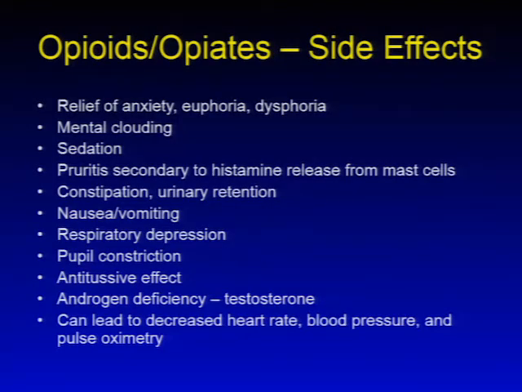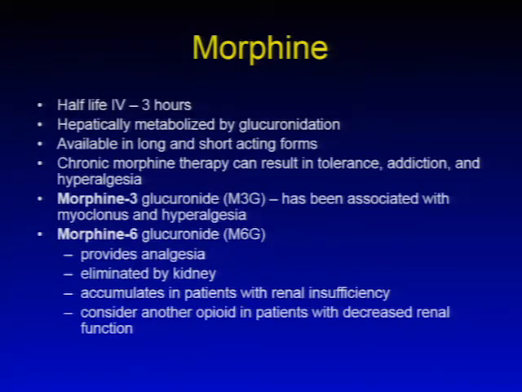Side effects of opioids are multiple. They may relieve anxiety, euphoria, and dysphoria, but cause mental clouding, sedation, pruritus, constipation, urinary retention, nausea, vomiting, respiratory depression, pupil constriction, antitussive effects, and androgen deficiencies such as testosterone decreases may occur. In the OR setting, they may lead to decreased heart rate, blood pressure, and pulse oximetry.